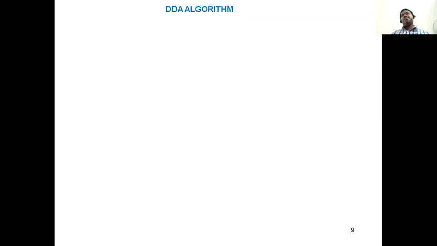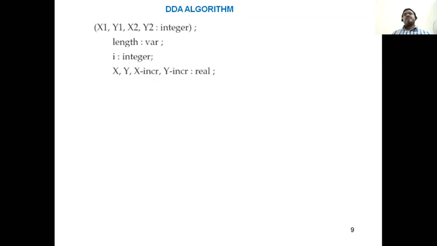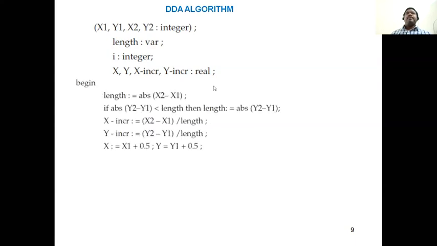You can draw a flowchart also if required. Here is the definition of the variables x1, y1, x2, y2. Okay, integers. Length is a variable. We are declaring the variables. I is an integer for counting purposes. X, y, x increment, y increment are real values. Floating point is allowed.